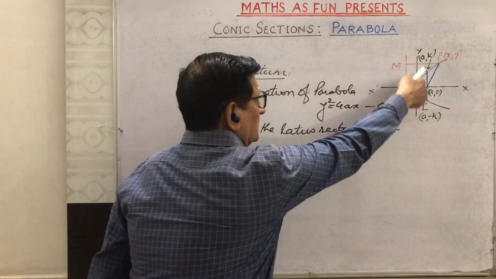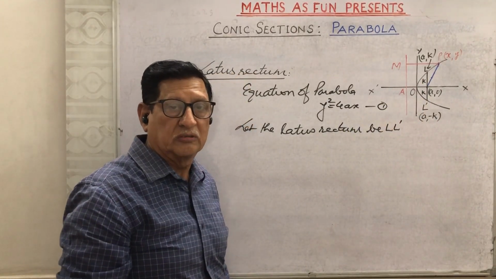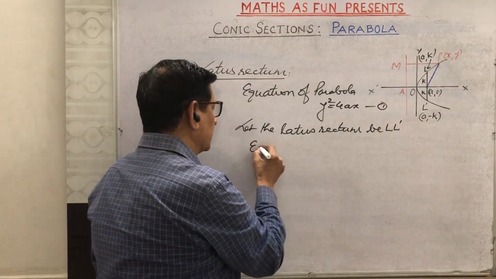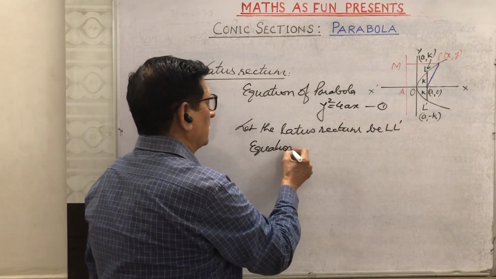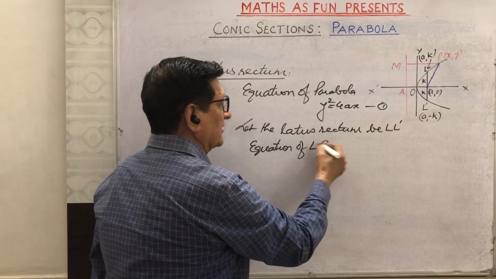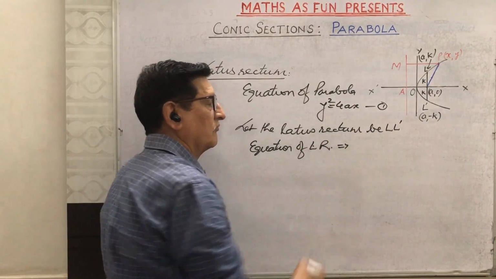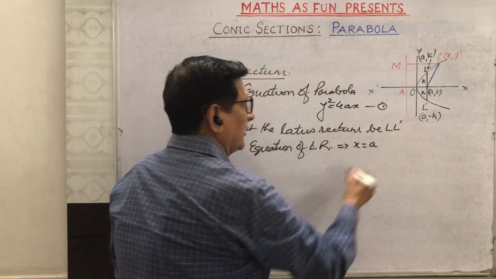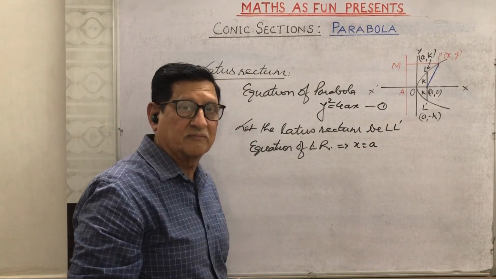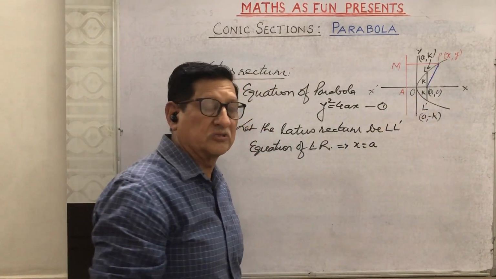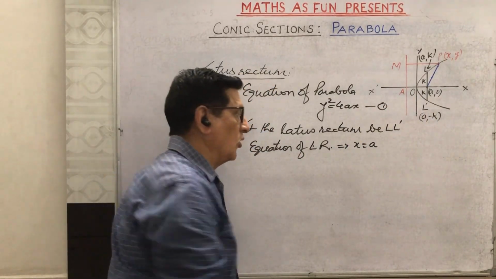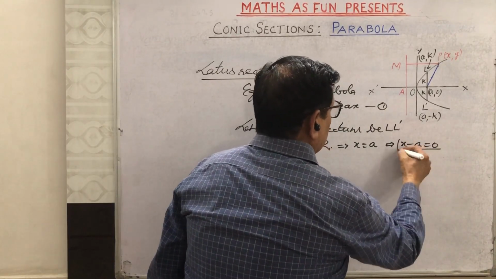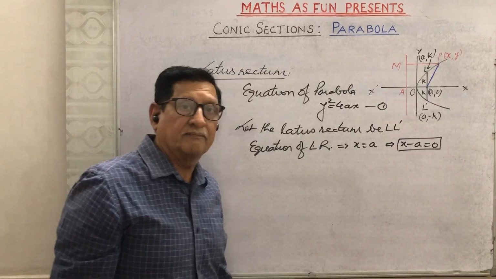Since it is passing through the focus and is perpendicular to the axis, which is the x-axis here, can we say that the equation of the latus rectum will be x equal to a, parallel to the y-axis at a distance a, because the focus is a comma 0? Or we can say x minus a equal to 0. This is the equation of the latus rectum.